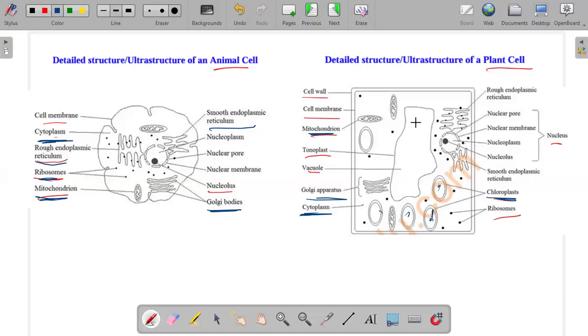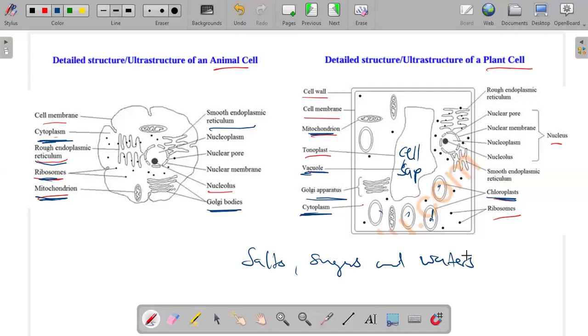Then you have this big structure here, which is the vacuole. This vacuole is a fluid-filled space inside the cytoplasm. And inside this vacuole, it contains cell sap. Cell sap plays a very important role. The cell sap is just a solution that contains salts, sugars, and water.